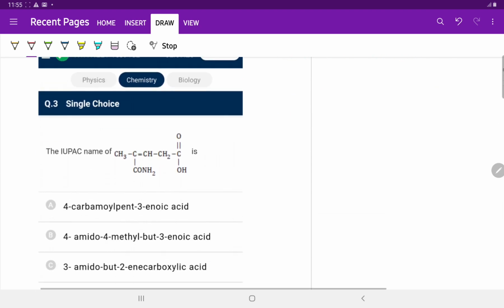The IUPAC name of this compound: the principal functional group is carboxylic acid. The amide group is connected from the 4th carbon atom, and the prefix of the amide group is carbamoyl. So 4-carbamoylpent-3-enoic acid. So option A is correct for question number 3.